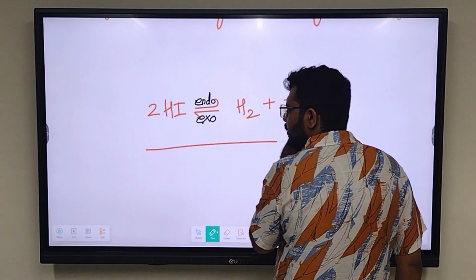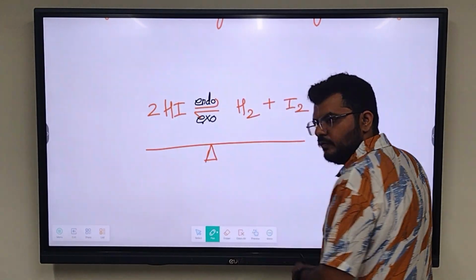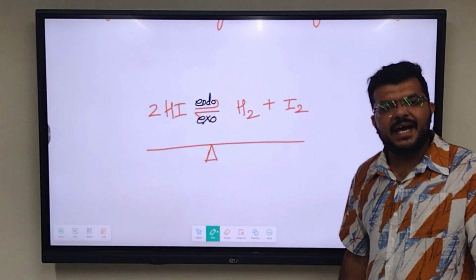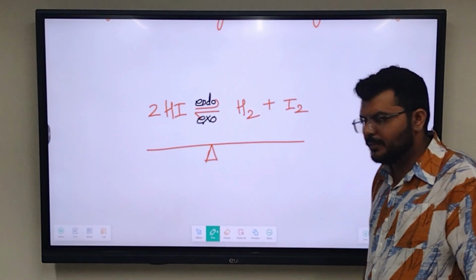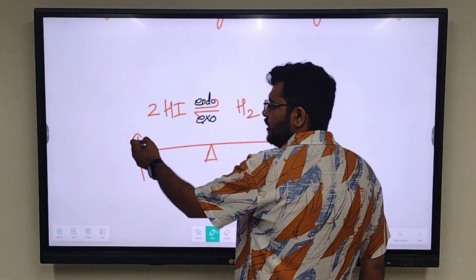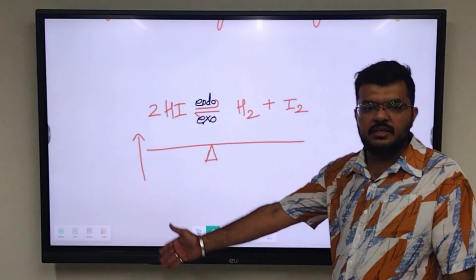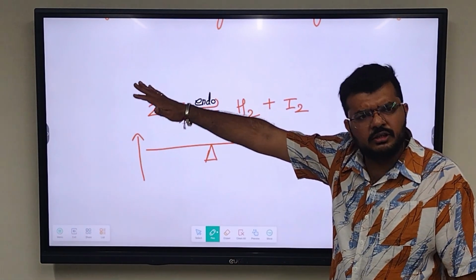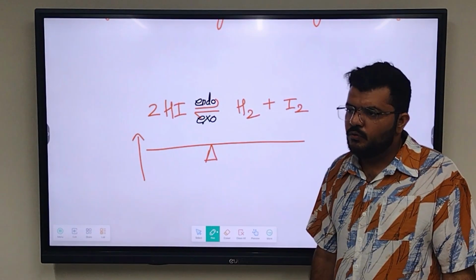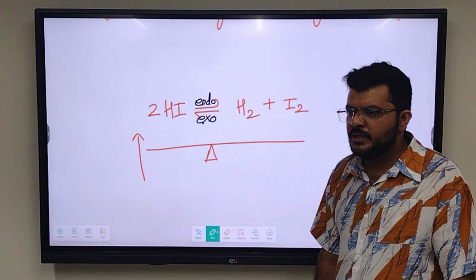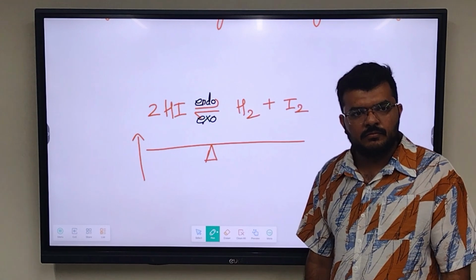Now compare it with the seesaw, है ना? यहाँ पर एक fulcrum है. If I add hydrogen iodide, what am I doing? I am lifting this up, है ना? I am increasing the concentration or the quantity of hydrogen iodide. What should the equilibrium do to oppose me? So the hydrogen and iodine concentration will decrease.